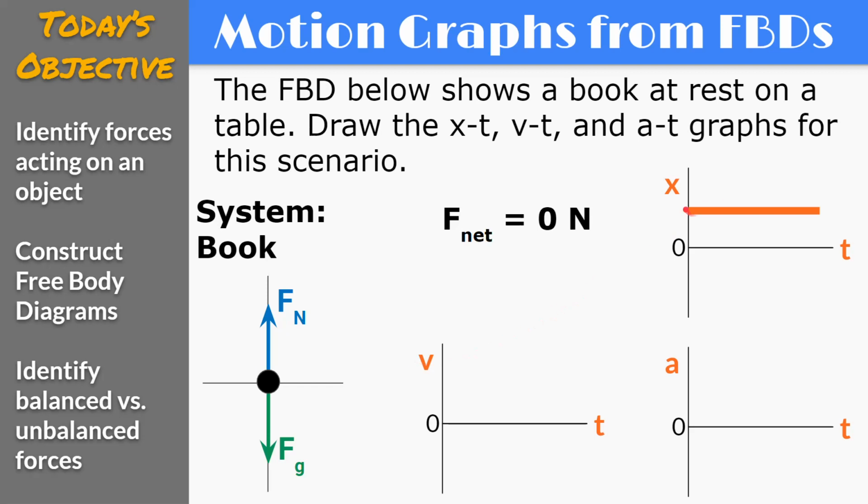If it is sitting at rest, my velocity is 0 the whole time, so on my VT graph, I'll have a line on my x-axis. And the slope of my VT graph tells me my acceleration. Of course, if I'm at rest, I'm not accelerating either, so I'm going to draw a line on my x-axis for my AT graph. So this is what it would look like as an example for a book sitting on a table if you were to graph it.